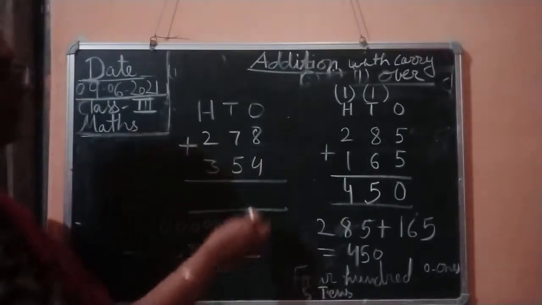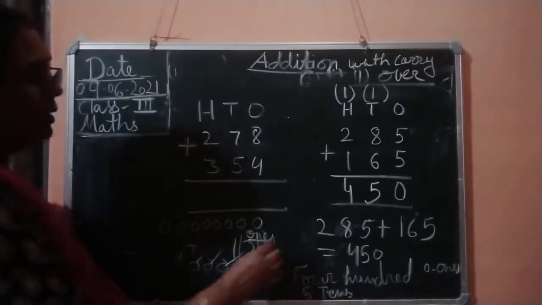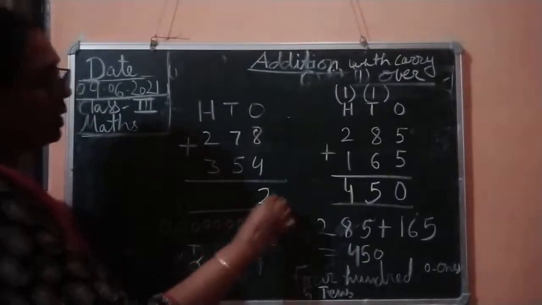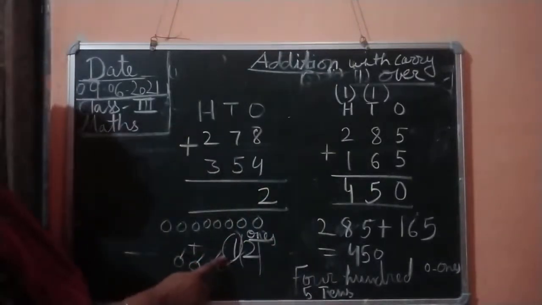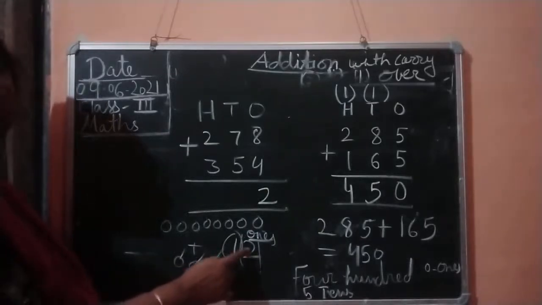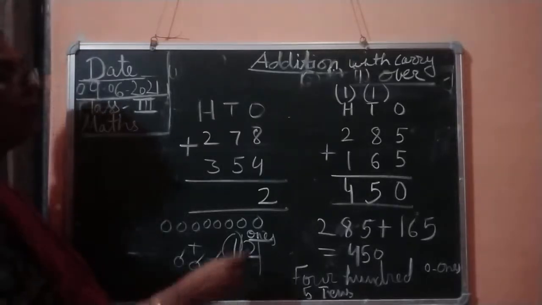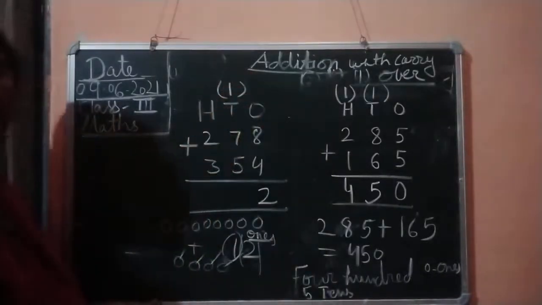So what will we write? This is the ones column, as you all know. That is why we will write 2 in the ones column. Then what is left? 1 is left. The 1 goes in the tens column because this is more than 9, more than a single digit. That is why it goes in the tens column. We will carry over this 1.